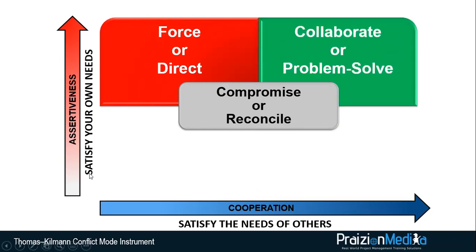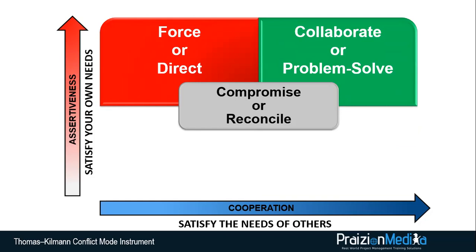Let's go to the next one. The next one is collaborate or problem solve. And the way I teach this is collaborate equals problem solve equals confront. That's the mindset. So here it reads, confronting a conflict treats the conflict as a problem to be solved. This style of conflict resolution is used when the relationship between parties is important, when each person has confidence in the other party's ability to problem solve.